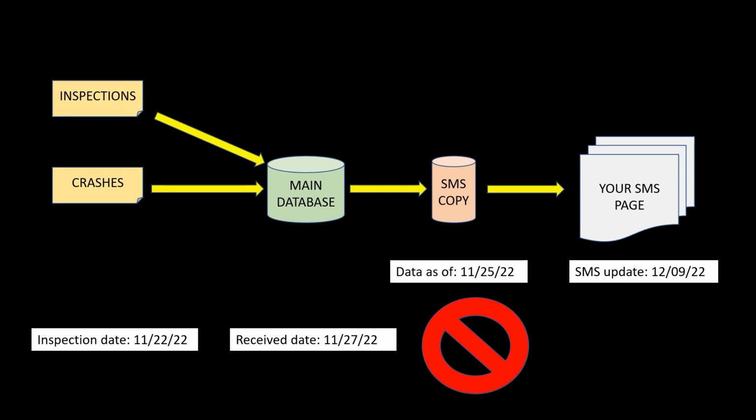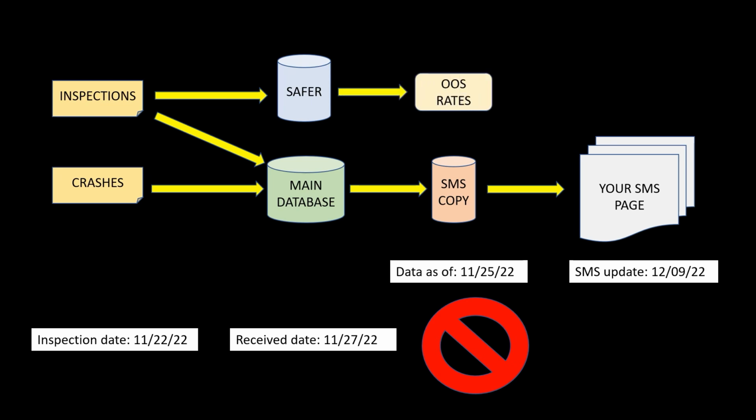Another thing to point out here is that inspections also go into a different system called SAFER. The SAFER system is the Safety and Fitness Electronic Record system. The out-of-service rates that we discussed earlier are calculated based on the inspections that are in SAFER. The big difference here is that those rates are calculated daily. SAFER is still looking at a 24-month period, but it's looking at 24 months as of yesterday, while SMS is looking at 24 months as of the date of the data cut.